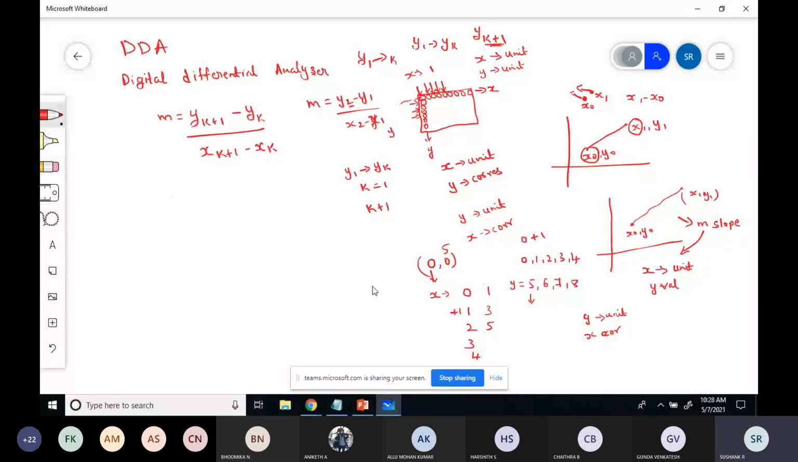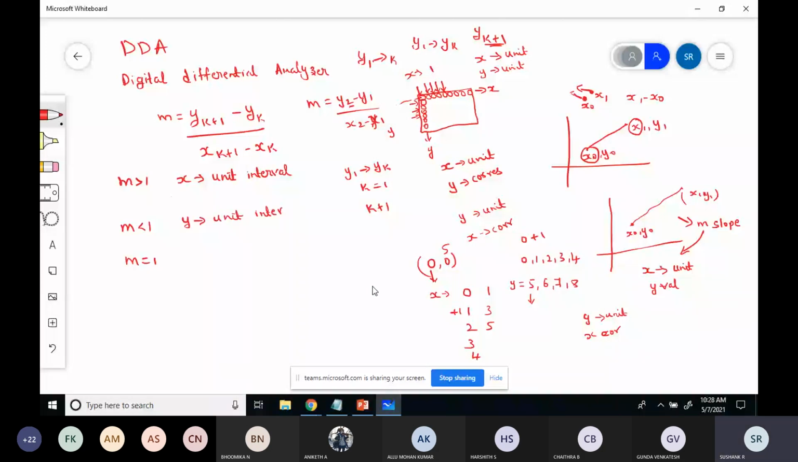Now we will decide the three cases. That will decide the movement, right? m can be greater than 1, m can be less than 1, or m can be equal to 1. If m is greater than 1, you will move in x direction, like x will change in unit interval. If m is less than 1, y will move in unit interval.